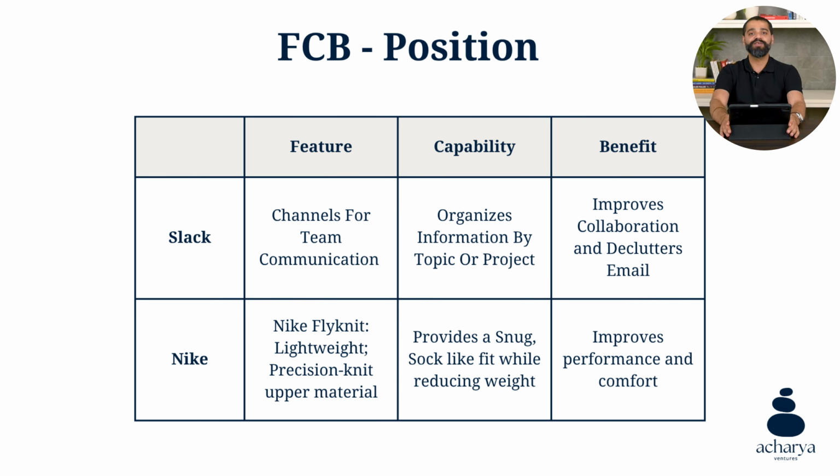So this is our FCB framework where we list down the feature, capability, and benefit of your product, right? And here are a couple of examples of Slack and Nike. So Slack, as you know, if you had to list down the feature, it's a channel for team communications. The capability that it offers is that it organizes information by topic or project, and the benefit that it offers is it improves collaboration and declutters your email.